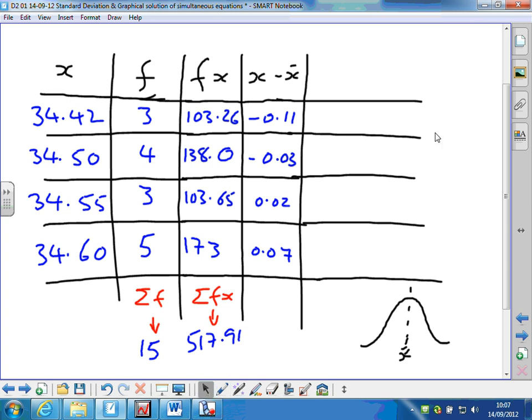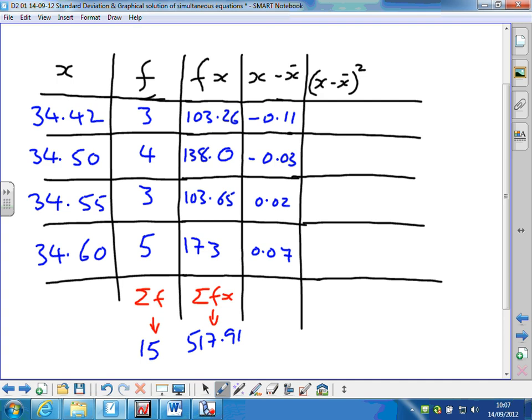So what I need to do is to get rid of that negative sign effectively. We could just get rid of the negative sign, but what we actually do mathematically is square it to get rid of the negative sign. So the next thing to do is to take our x minus the mean and square it. So we need to square that, and that.